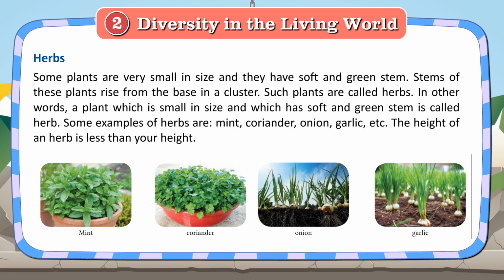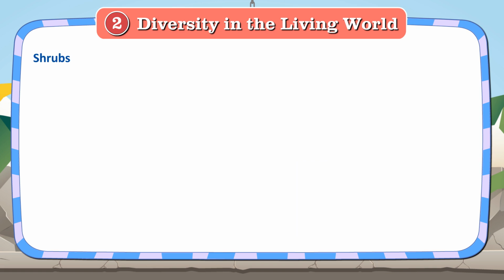Some examples of herbs are mint, coriander, onion, garlic, etc. The height of a herb is less than your height. Mint, coriander, onion, garlic.